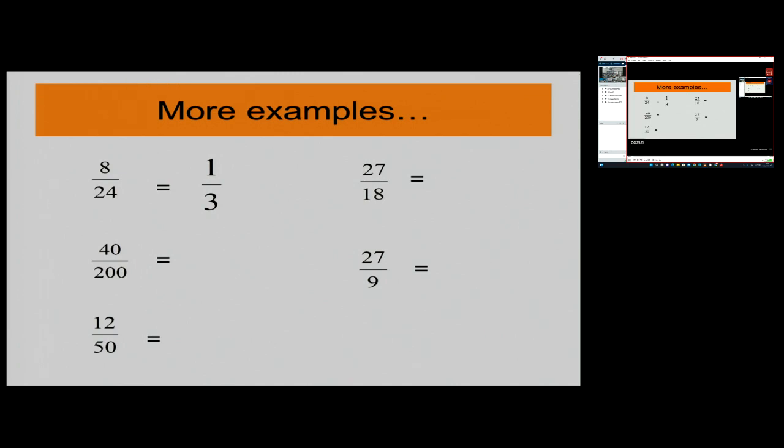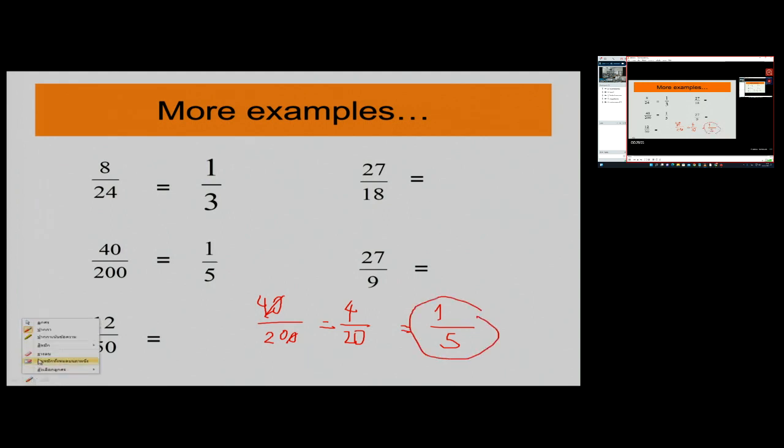How about 40 over 200? What is the simplest form? 1 over 5. Very good. Now, what you need to remember if you have 40 over 200: there is 0 here, there is 0, then you can just cancel one zero each. So you will have 4 over 20. And 4 over 20 is divisible by 4. That's why you will have 1 over 5.